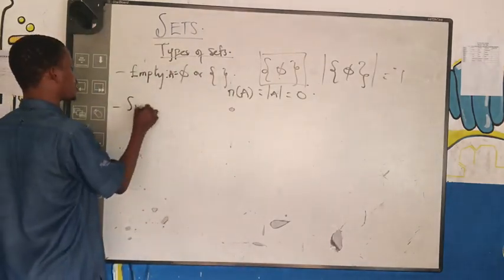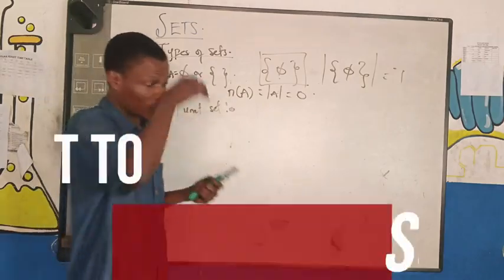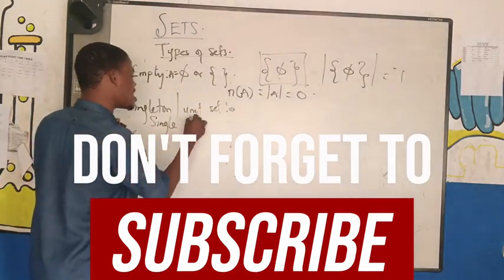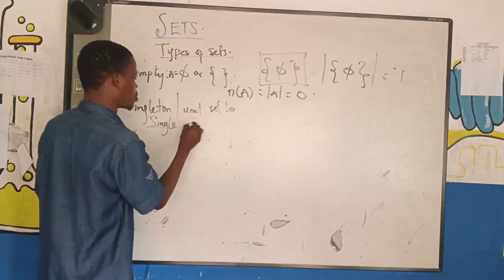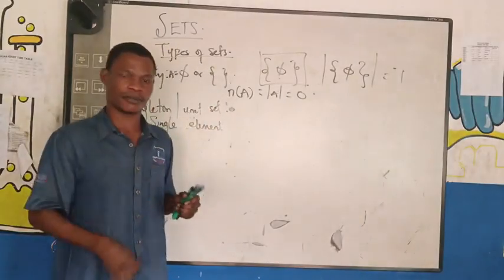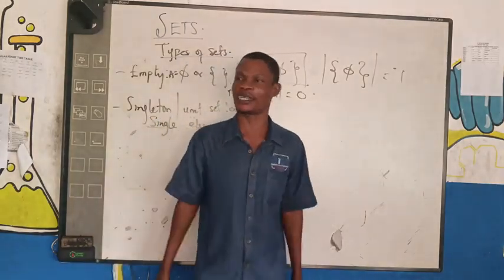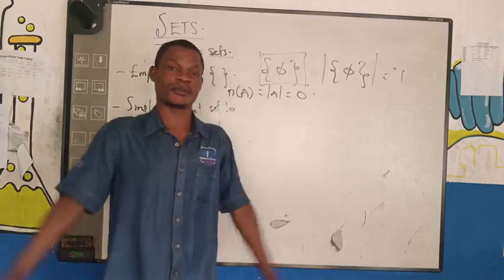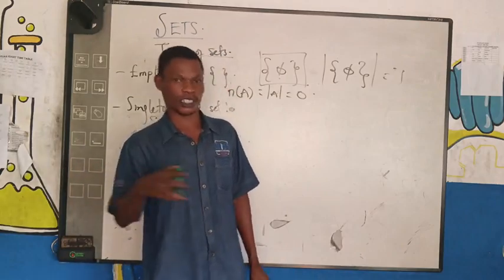Now another one, we have singleton sets, or we call them unit sets. From the word singleton, what does it mean? Single and then ton, single element. A set with just one element. If God so blesses your parents and they have just one baby boy, and you're the baby boy, then the number of children in that family is just one child. It's a singleton set.